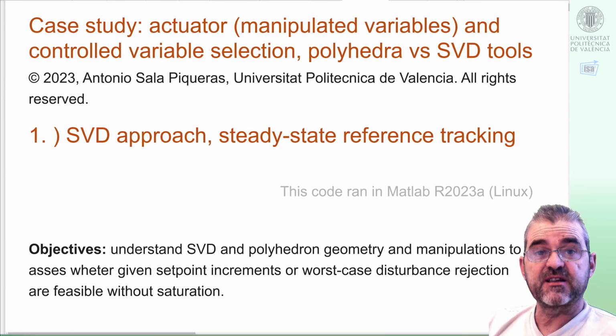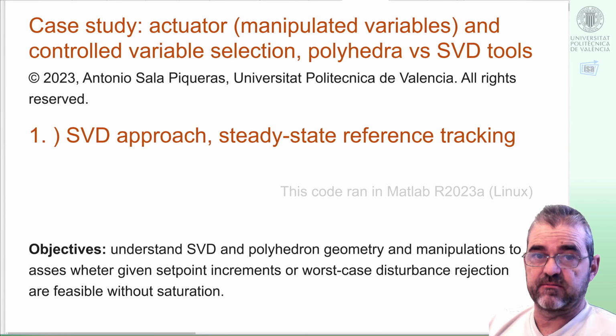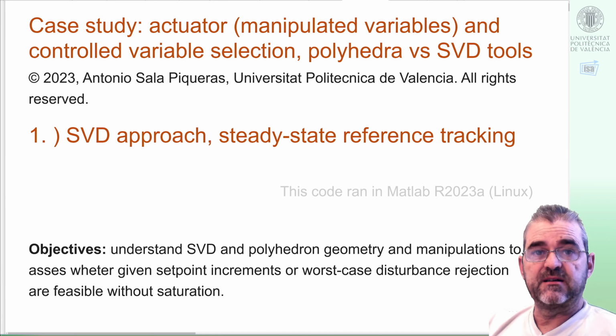Hi, I'm Sala, and in this video we are going to start a case study in which we will address whether a given selection of input manipulated variables and output controlled variables is right for a given purpose. We will compare polyhedron tools, exact but only available in steady state, versus singular value decomposition tools, geometry of spheres and ellipses, in a particular numerical case study.